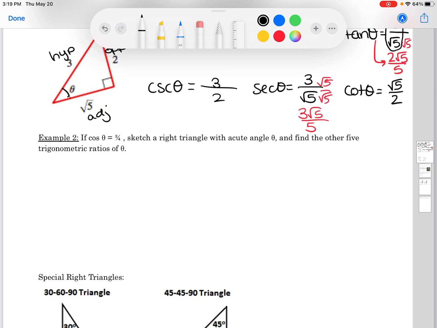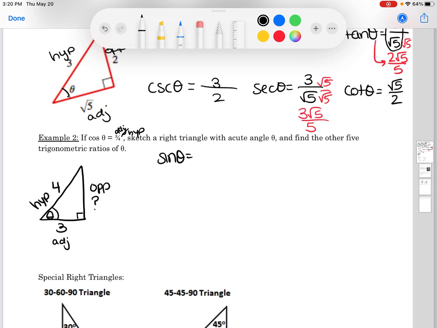If cosine is equal to 3/4, we want to sketch a right triangle with an acute angle, theta, and find the other 5 trig ratios. All right, well, let's draw our triangle. It doesn't have to be to scale. We'll call one of the angles theta. It really doesn't matter which one. And if it's cosine, remember that is adjacent over hypotenuse. So the adjacent side would be down here. That's going to be 3. The hypotenuse is 4. And that makes this the opposite side. And we need to find that in order to finish this.